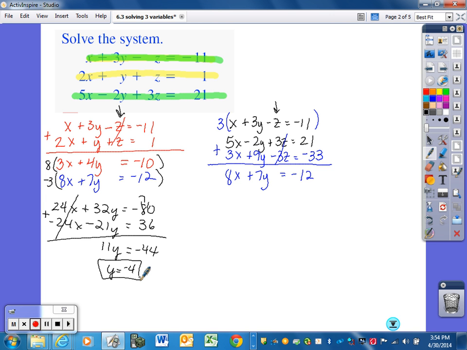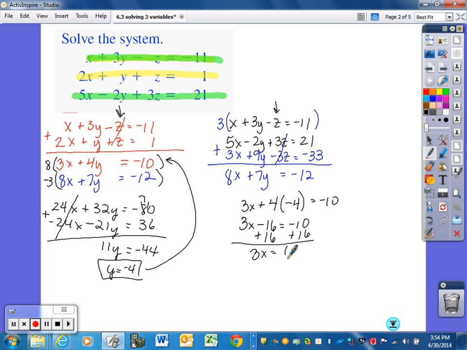But I was searching for more than just y. I also need x and I need z. So I'm going to take this y and plug it into one of these 2 equations. And I'm going to choose the first one. 3x plus 4y, and I got my y value to be negative 4, so I'm going to substitute that in, equals negative 10. 3x minus 16 equals negative 10. Add 16. 3x equals 6. x equals 2.